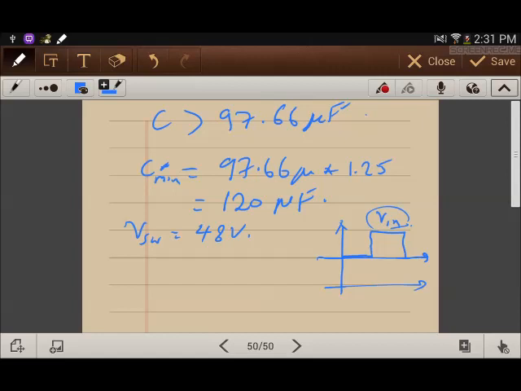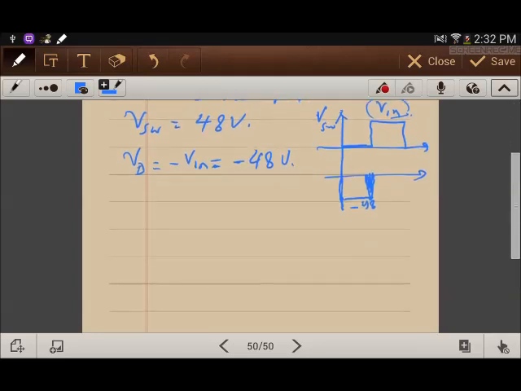While for the diode, during the switch is on, negative voltage appears across its terminal. So it's going to be negative 48. Since the V diode peak is negative Vn, I will get negative 48 volt. So this is all about the designing of this converter.